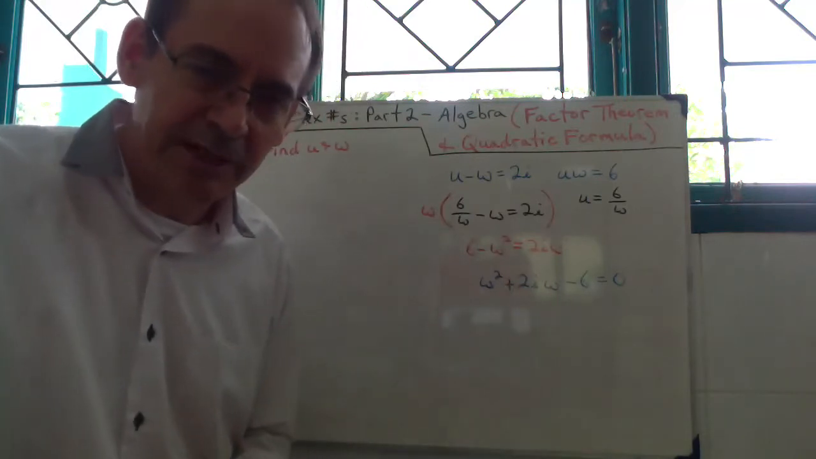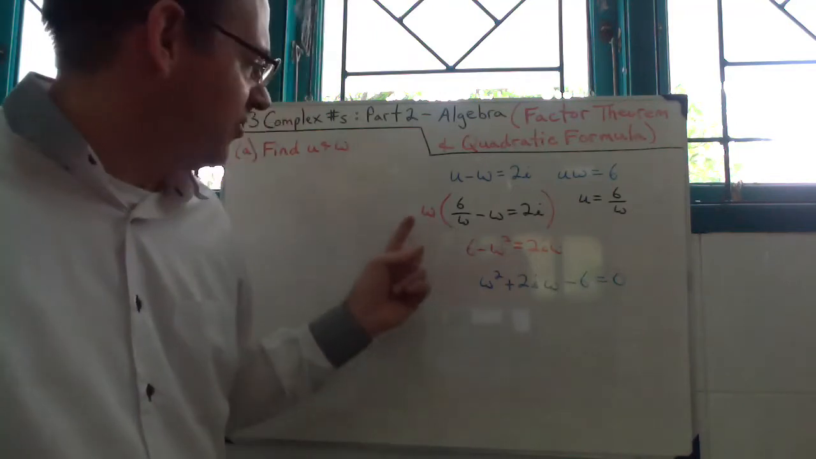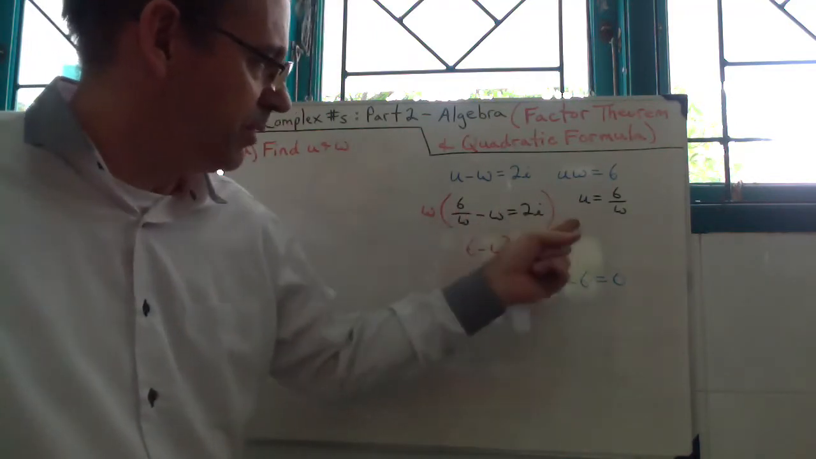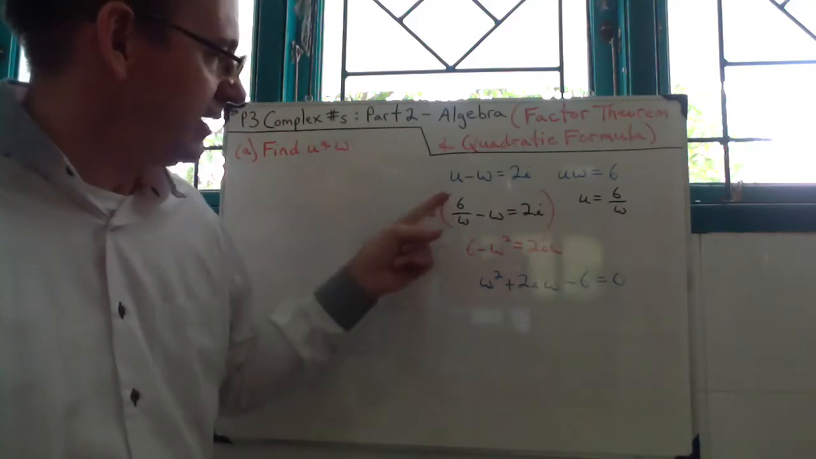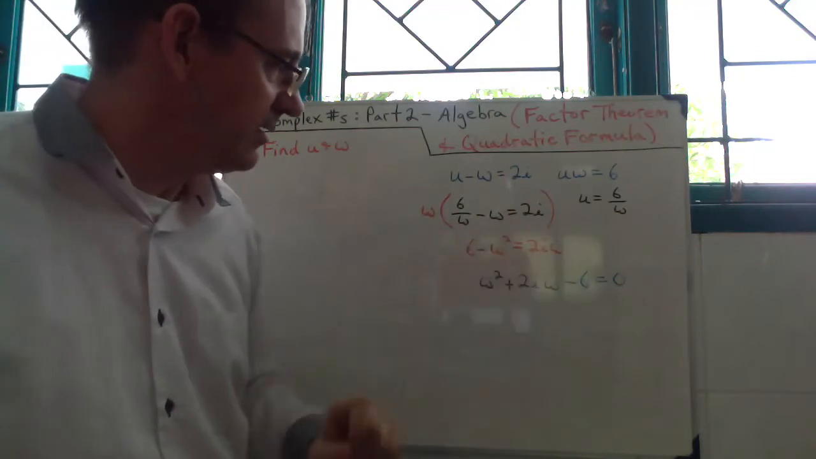And just like we normally do in algebra, we want to get rid of the fraction out of our equation. So we're going to multiply everything through both sides by w. That gives us 6 minus w squared equals 2iw.